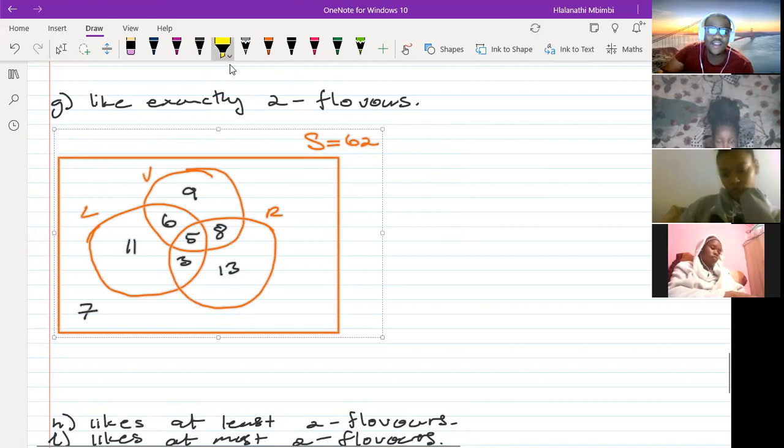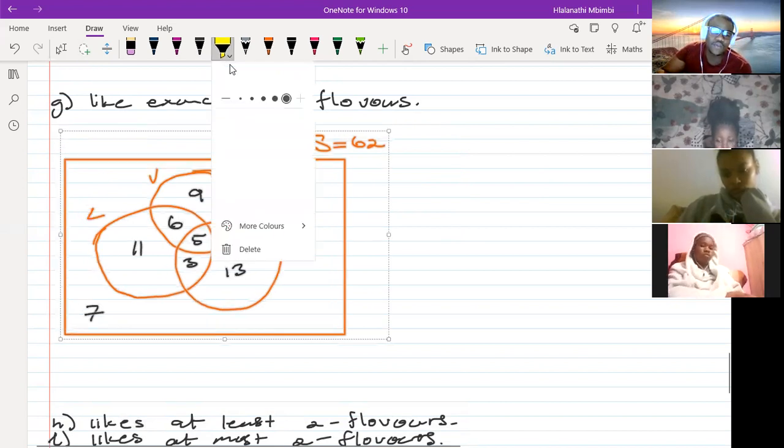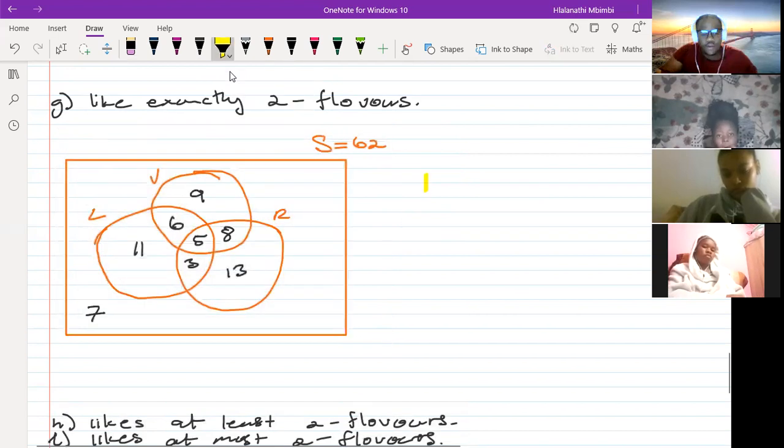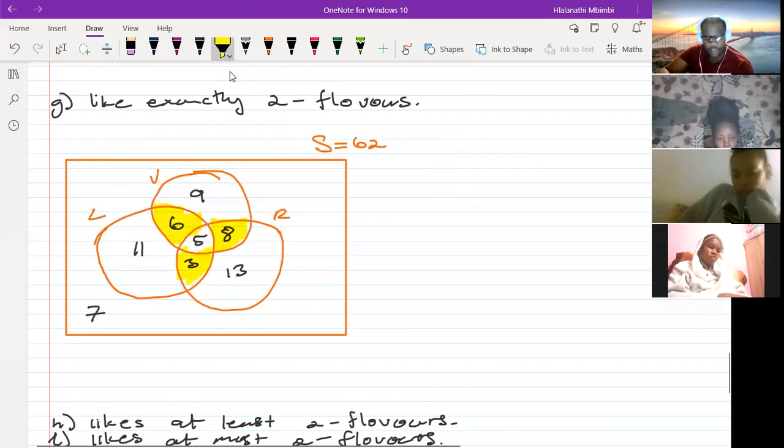So we say exactly 2 here. We're going to be looking at what's going on, at this section. These are exactly 2 flavors that have been left here. And you guys can calculate that.